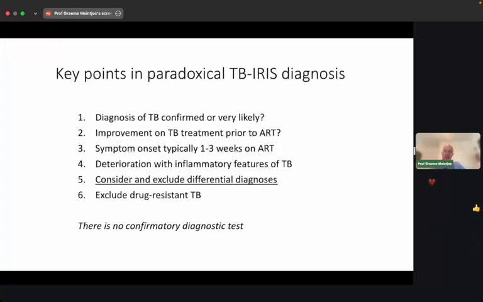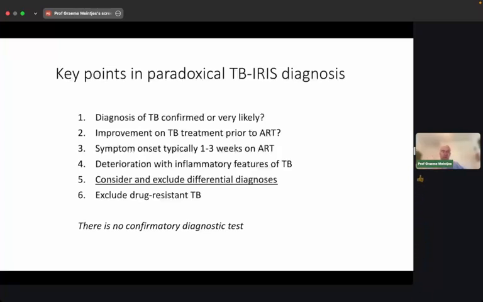Then the question is, did they improve on TB treatment prior to ART, which is typically the picture? And is the symptom onset of inflammatory features of TB typically 1 to 3 weeks after starting ART? And then importantly, you've always got to say to yourself, this could be TB-IRIS, but what else could it be? And then exclude those diagnoses.